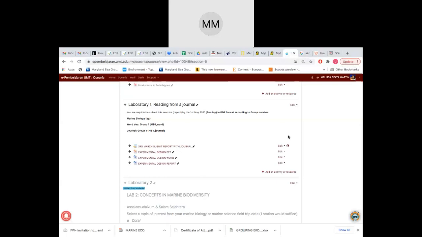Now, if this one is combined, it will be too easy. So, I want to make it a little bit harder for you. So, the smaller groups. The combined ones will be for lab 2. Lab 3 will be the small groups again. Is that okay? Thank you. Any other questions?